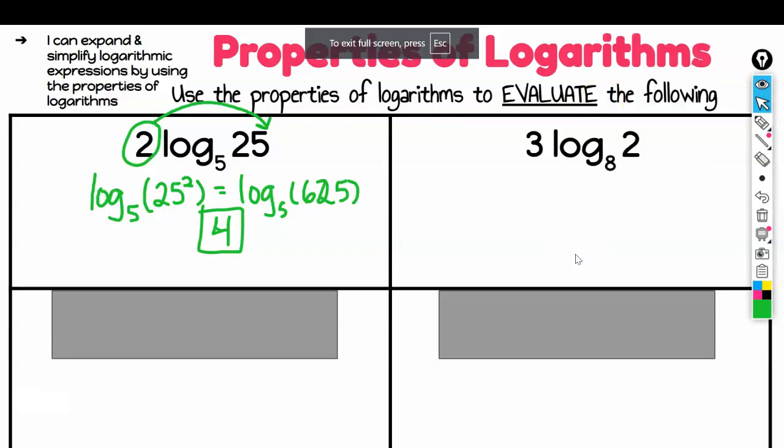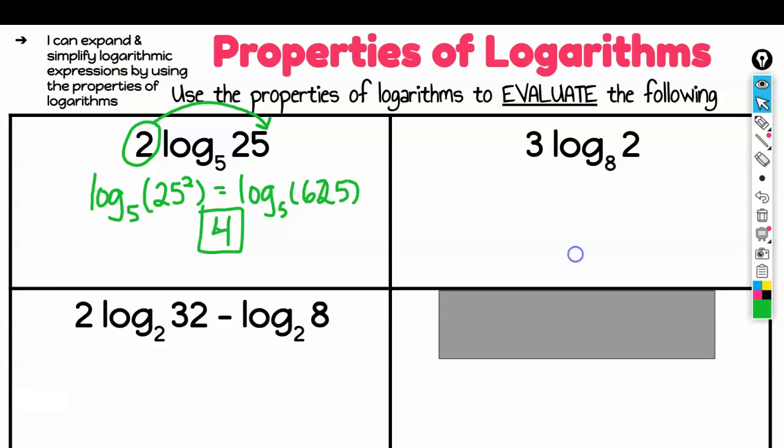Right? The next one is very similar. I'm not going to do this one because it is so similar. But next, I see one that has more than one thing going on. I see a number in front of a log. I see a subtraction. So this is 2 properties at the same time.